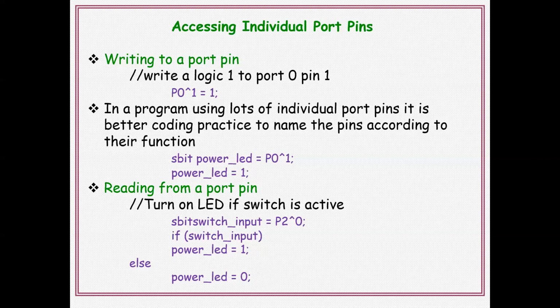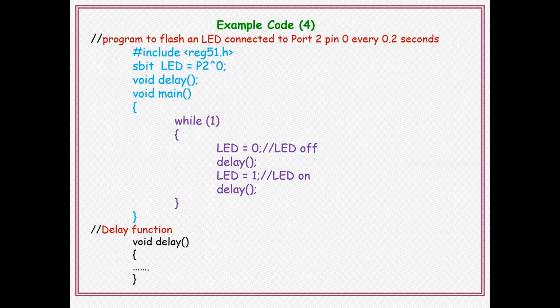If true, perform one operation; if false, perform another operation. This is one more example. Program to flash an LED connected to port 2 pin 0 every 0.2 seconds. And how to write a program for this.